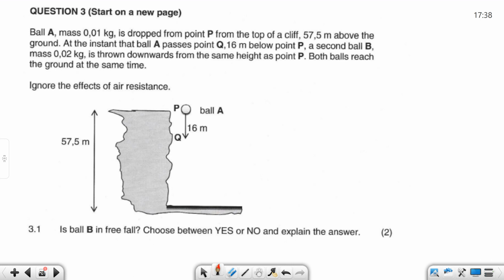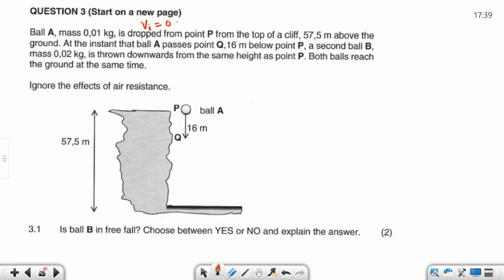It's dropped from a point. Okay, here we know it's dropped from a point. So what do we know? Initial velocity equals to what? 0. From a point P from the top of a cliff, 57.5 meters above the ground. At the instant the ball passes point Q, below P, a second ball of mass 0,2 is thrown downwards.